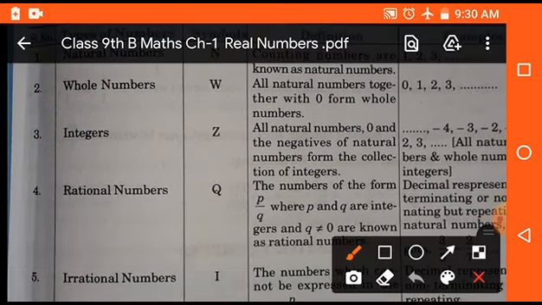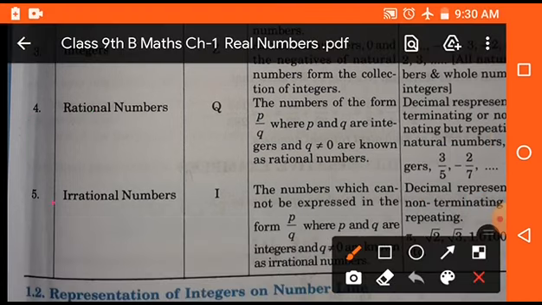Now students, the next topic is rational numbers. Rational numbers are represented by capital Q, and a number which can be written in the form of p by q, where q is not equal to 0 and there is no common factor except 1 between p and q, is said to be a rational number. For example, all the numbers which can be written in the form of p by q are rational numbers. For example, 1 upon 2, 3 by 4, 4 by 5, 6 by 7, etc.